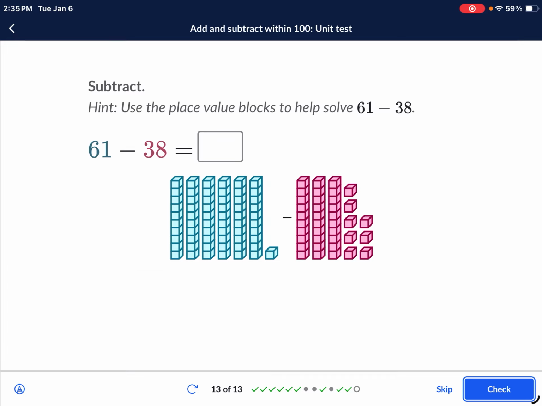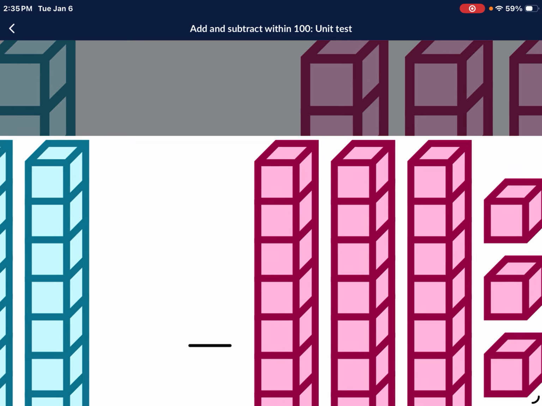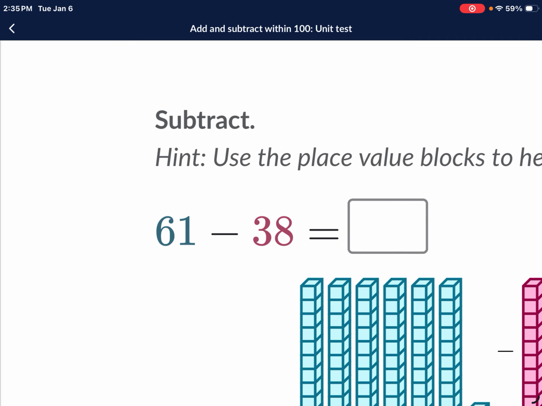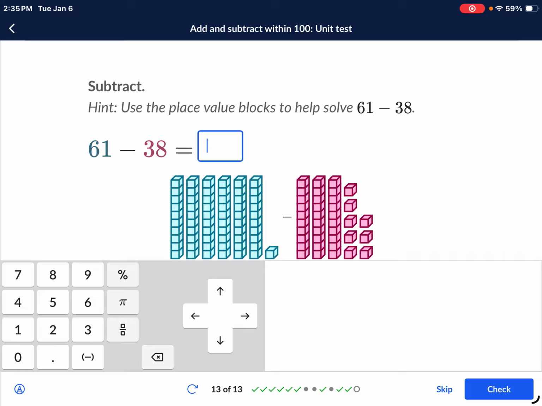So let's use this. So take 3 away from this. And then take, you know what? This one I don't feel like teaching, so I'll just help you guys out with the right answer. Okay. 30. Just kidding. 23.